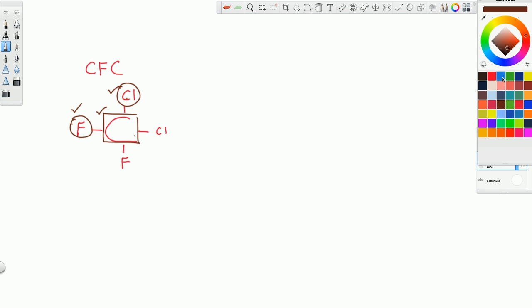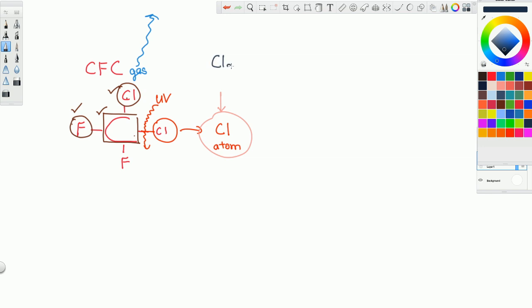This CFC is actually a gas. When this gas flows all the way to the ozone layer, the UV from the sunlight is very strong. UV from the sunlight has the ability to break this chemical bond. When this breaks, the chlorine will come out as an individual chlorine atom. The one that attacks our ozone layer is this guy called the chlorine atom, because the chlorine atom is not stable.